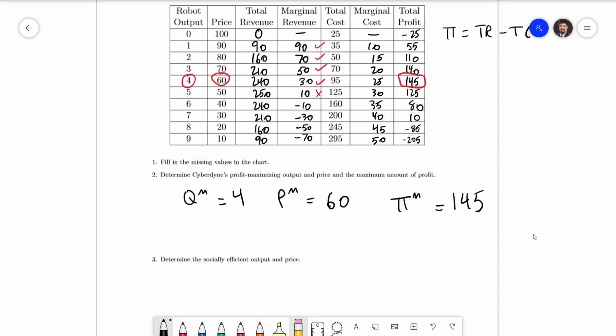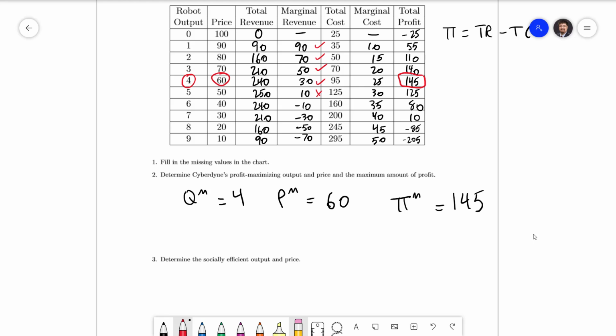The last thing we're asked to do here is to determine the socially efficient output and price. We now want to compare the marginal cost with the price. As long as the price is greater than marginal cost, that means that someone is willing to pay more than it costs to make that unit, and so it's worth it for society.